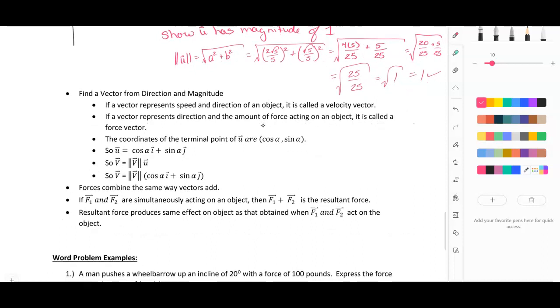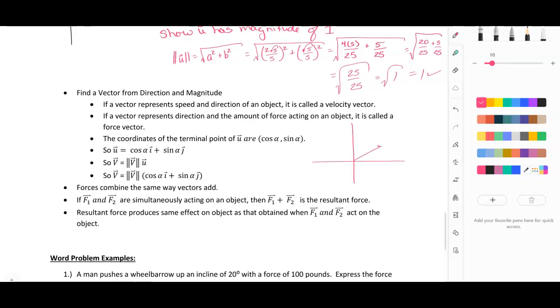So now we're going to start getting into some physics applications. If we want to find a vector from direction and magnitude, where a vector represents speed in the direction of an object, then in physics we call that a velocity vector. Velocity has both speed and direction. It tells us how fast it's going and in what direction it's going. If a vector represents the direction of the amount of force acting on an object, it's called a force vector. And we can talk about the coordinates of the terminal point in terms of sine and cosine.